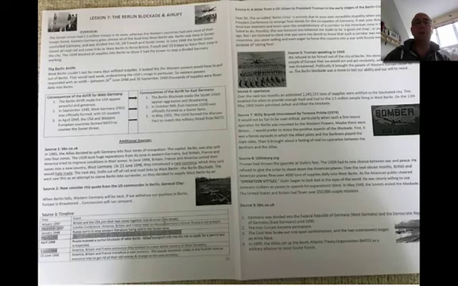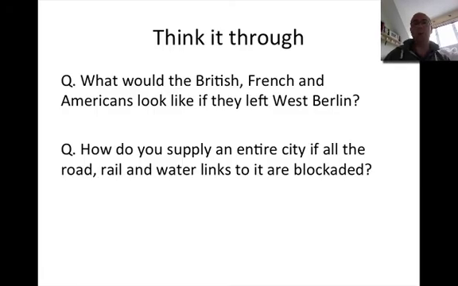What I would like you to do now is read the information in your booklet. It's all pre-printed for you and you work your way through. When that is done, we have 2 extension questions that you can jot some ideas down to. By all means, do that on the page around the writing here. What would the British and French and Americans look like if they left West Berlin? And then secondly, how do you supply an entire city if all the road, rail and water links to it are blockaded?